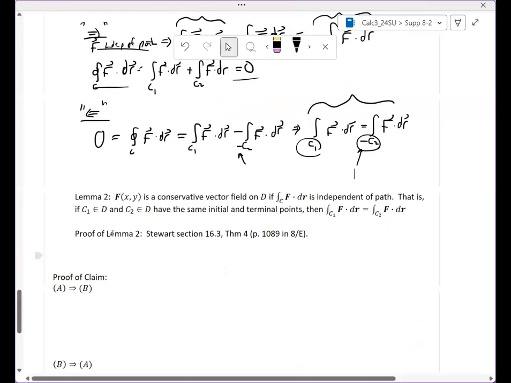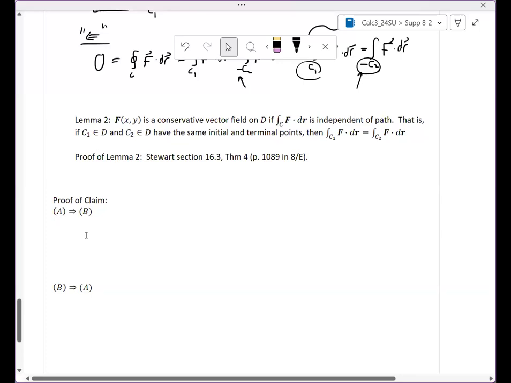Okay, we also have lemma 2. F is a conservative vector field on D if the line integral is independent of path. So if we have path independence, then we have a conservative vector field. And I'll just refer you to the book for the proof of this lemma.